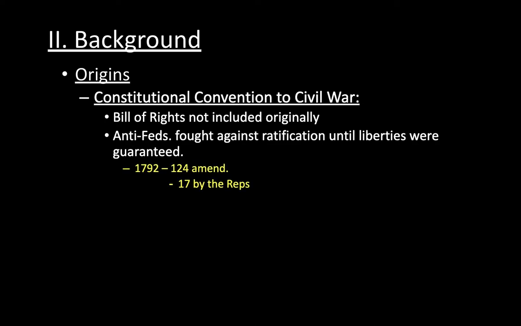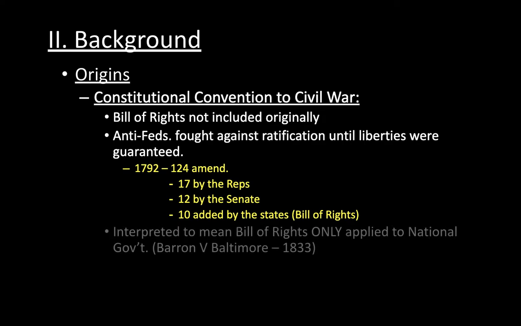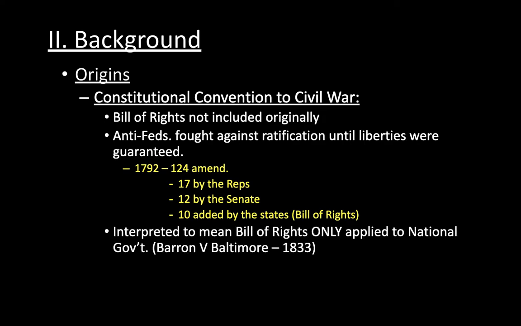In 1792, they put 124 amendments to the Constitutional Convention. They finally narrowed that down to 10, which, thank God, because the Constitution test would be a lot harder. So the Bill of Rights originally, and this is important to know, and I would star and circle this, was interpreted to mean that the Bill of Rights only applied to the national government, which is odd, but what that means is unless a state had a protection in their state constitution, the state could make a law that restricted your civil liberties. The federal government could not.